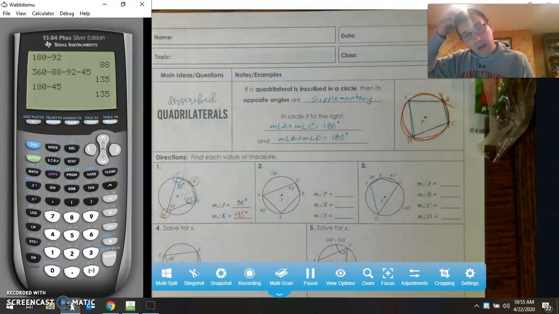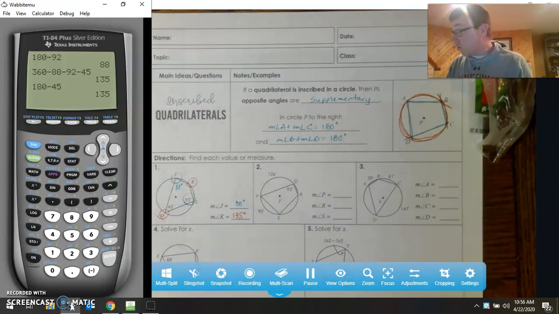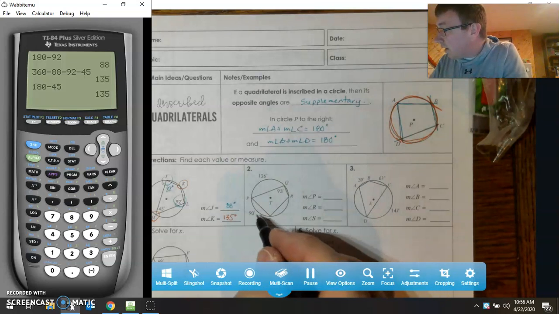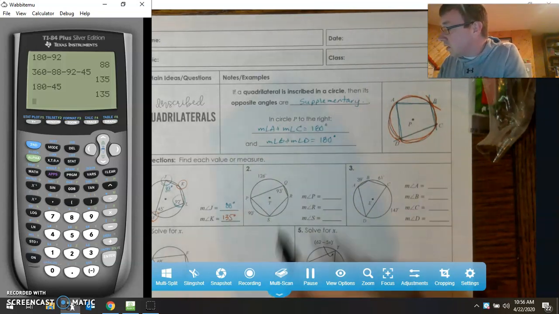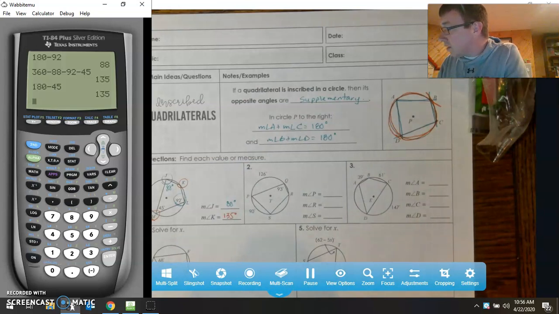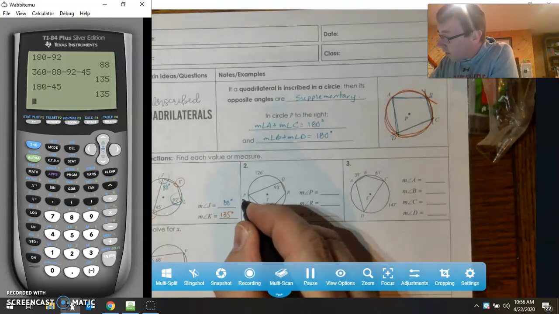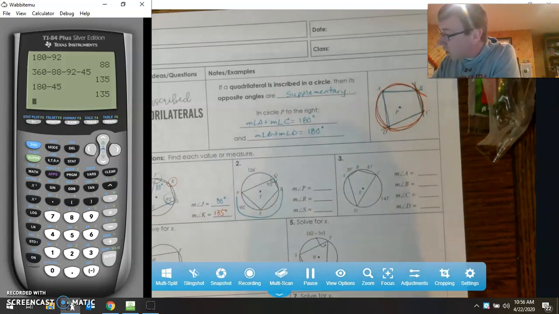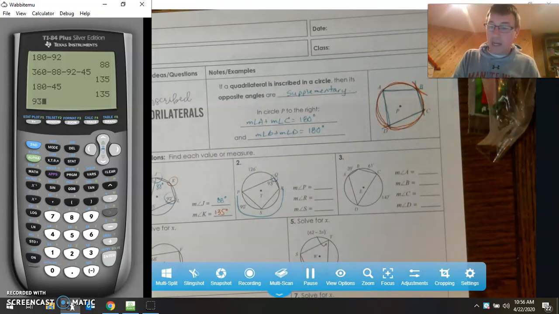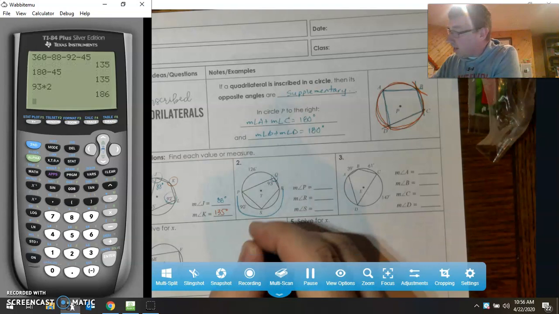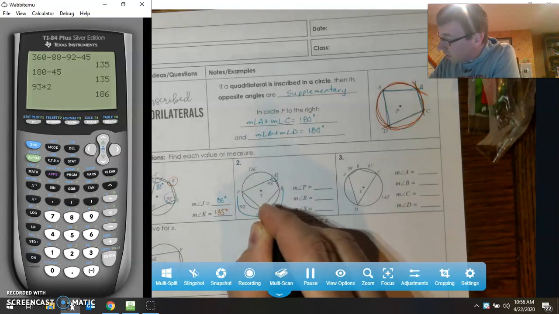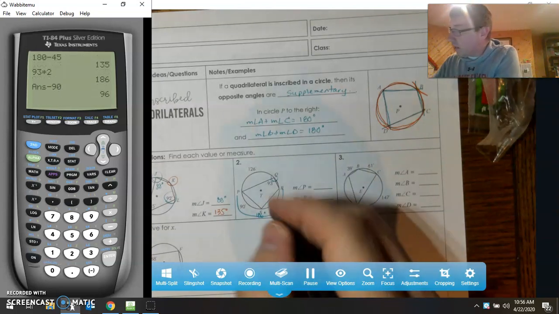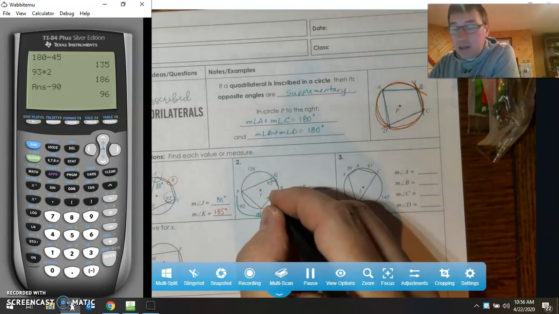Now, number 2 brings in inscribed angles from yesterday's lesson. I know that if PS is 90 degrees, I know PQ is 126. I also know that this arc from here to here, because it intercepts angle Q, is going to be twice 93. So if I take 93 times 2, I'll get 186 for this arc here. I already know part of it is 90, so if I subtract 90 from it, I know arc RS will be 96 degrees.